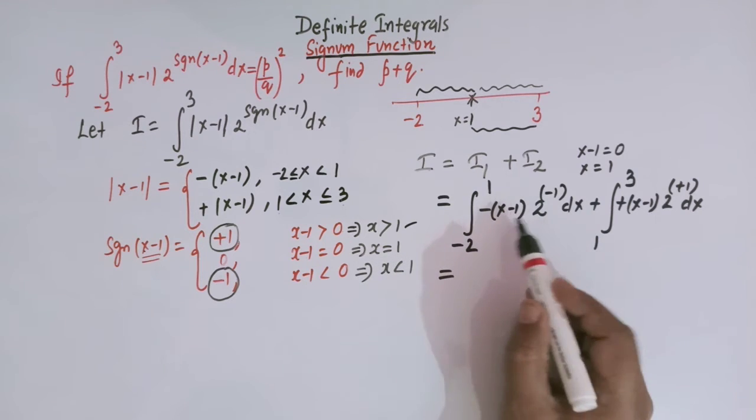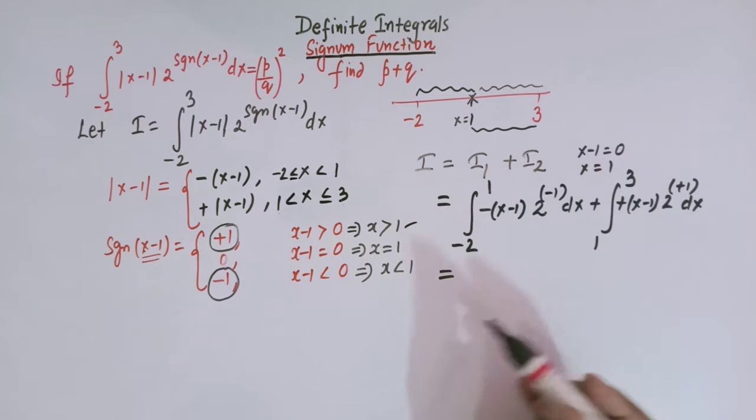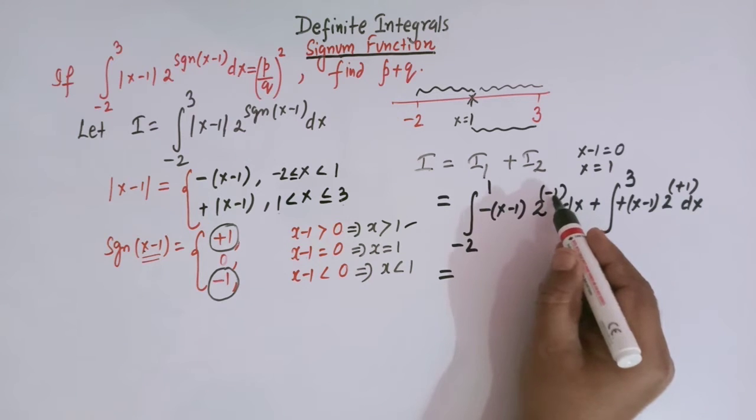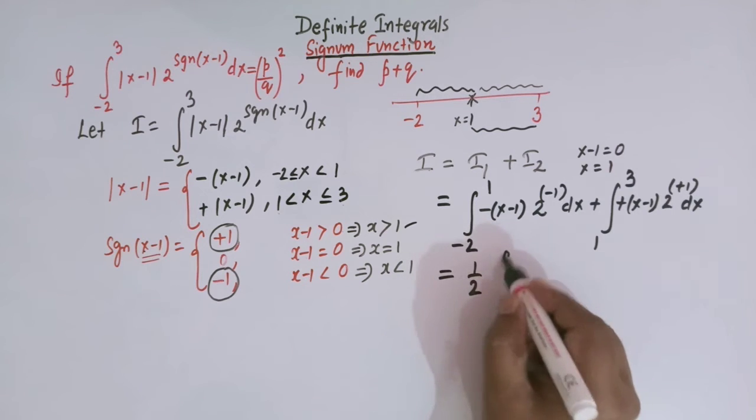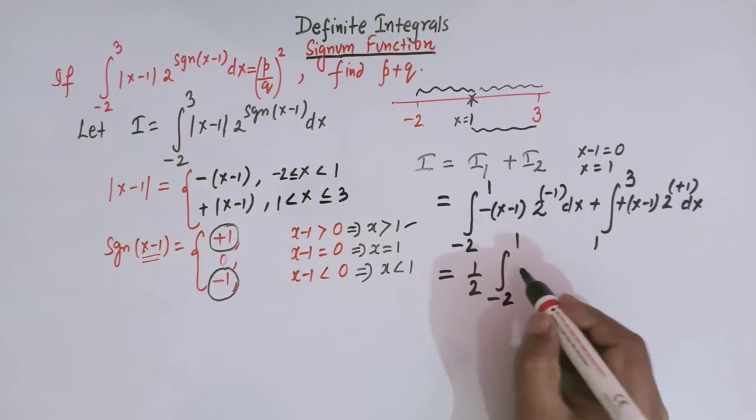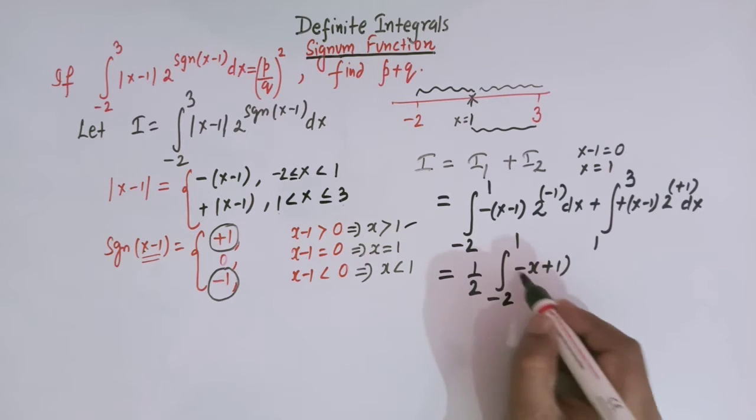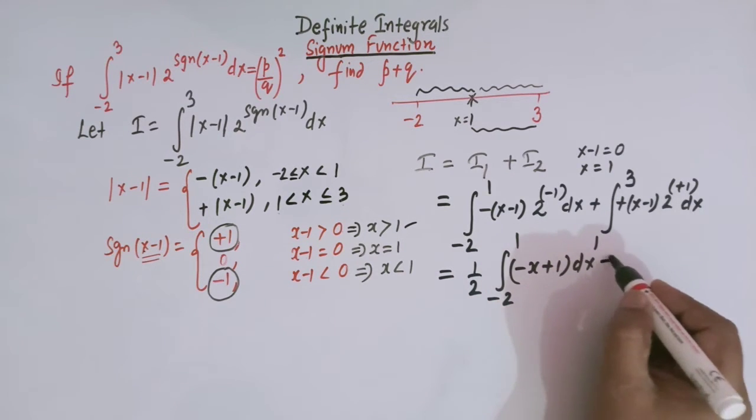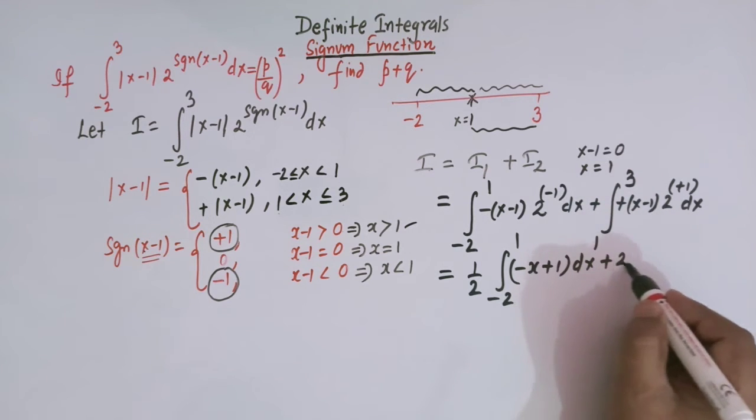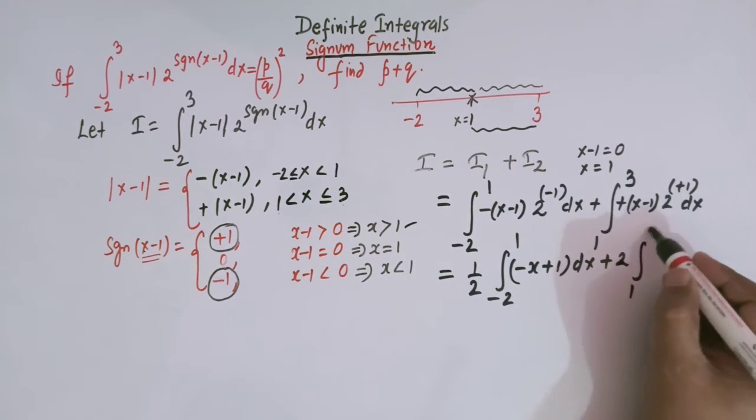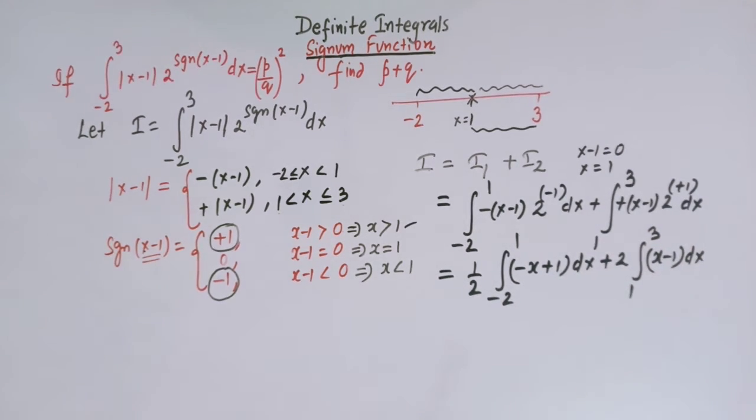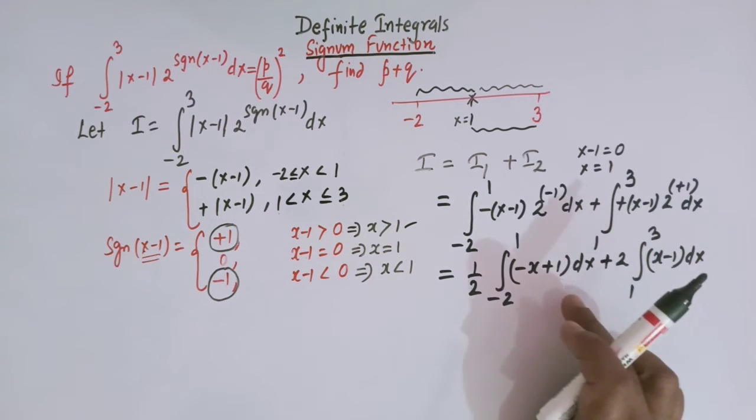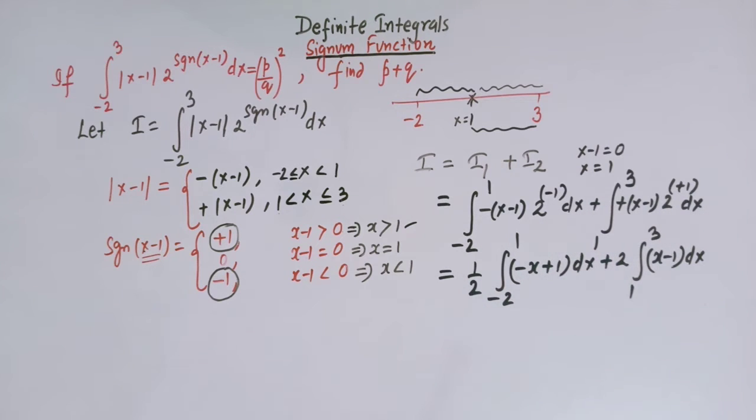So this is how we write these two integrals I1 and I2, right? Now we can simplify these two integrals. 2 raised to -1 is 1 over 2, and we can take it outside the integral. So we have 1 over 2, and we have -2 to 1, and we have -x plus 1 dx, and here we have 2 outside the integral, and we have 1 to 3, and here we have x minus 1 dx, right? So viewers, we have reduced these two integrals to these two simple integrals, right?